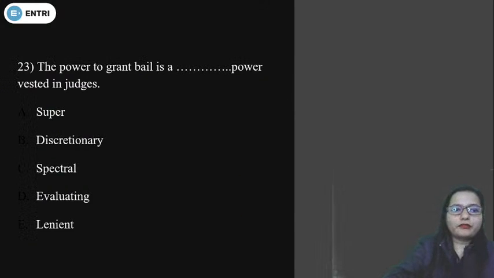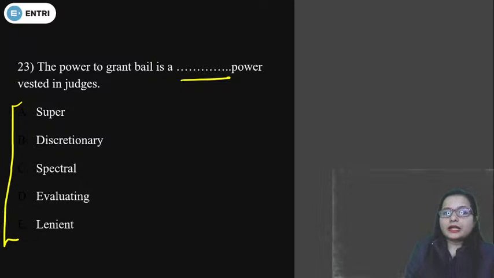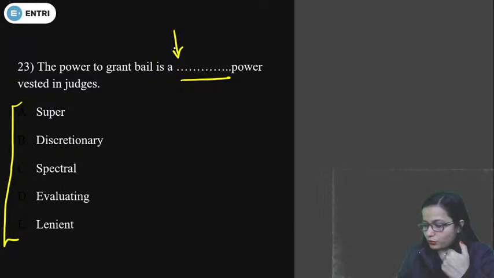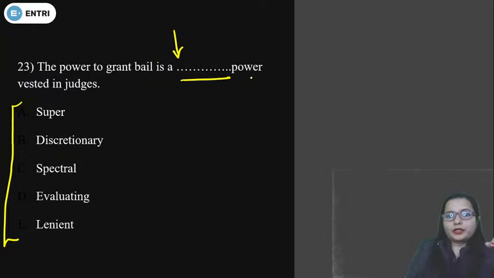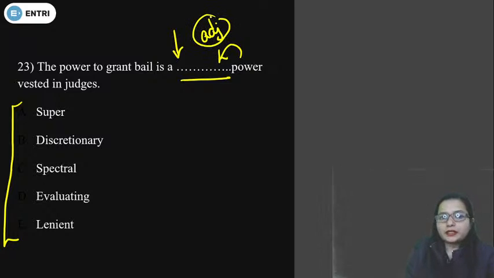Okay, moving further, we have this question based on filling the blanks. You have this blank, and with this blank you have 5 options like super, discriminatory, spectral, evaluating, and lenient. All right, so let me know what should you choose to fill this blank. The power to grant bail is a dash power. It means we have to write an adjective here. What kind of power? Superpower, discretionary power, spectral power, evaluating power, or lenient power. What would you choose for this blank?